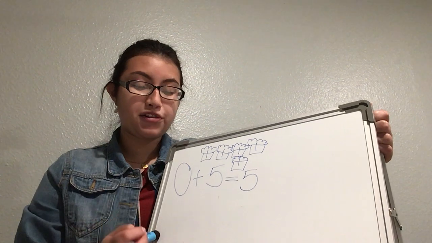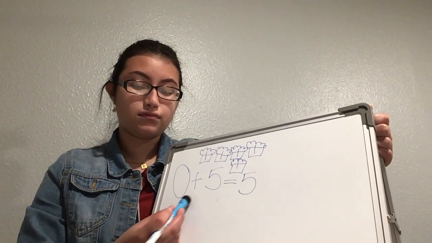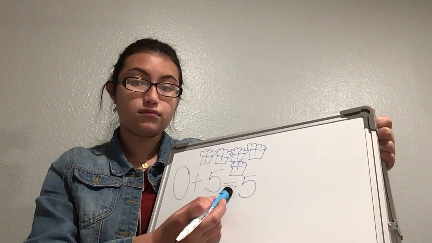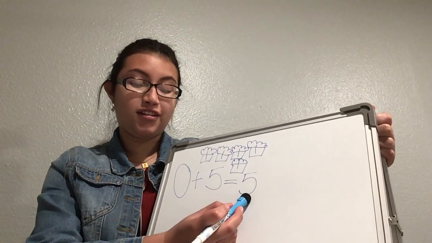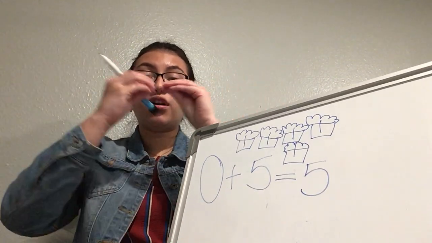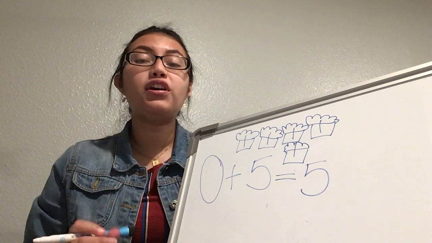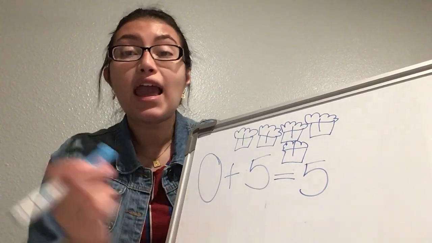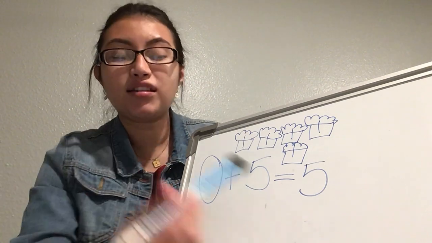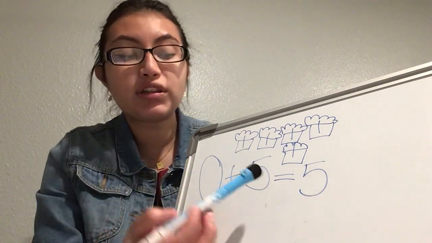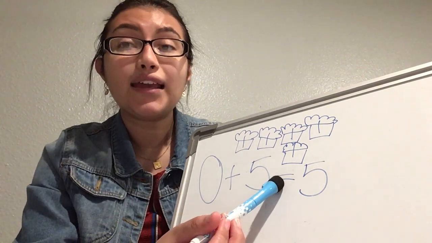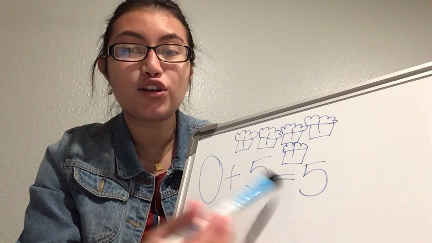Good. Now you're going to try it by yourself. Good. And remember, plus means to do what? Plus means I need to join. I need to join these two numbers. And when I join them, that's going to make the same thing as the number on the right. And what symbol do I use to mean the same thing? Equals. This is the equal sign.